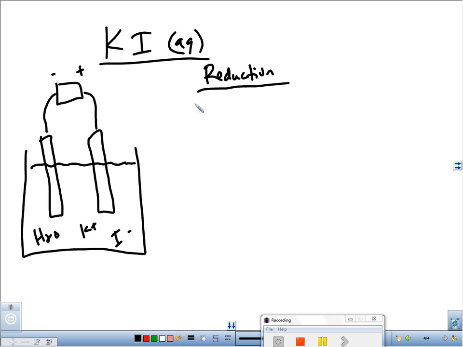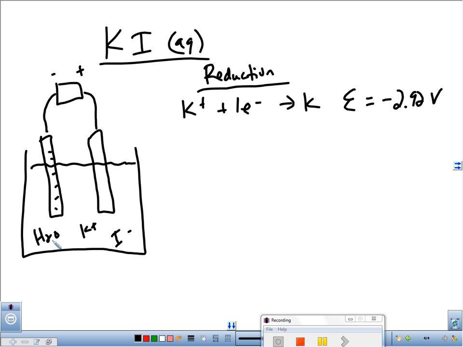Reduction. With the last one, what was being reduced? The potassium or the iodine? Potassium. Okay. And if the potassium is reduced, it is K plus 1 electron yields K. And my potential there is, I can't remember, negative what? 2.92 volts.